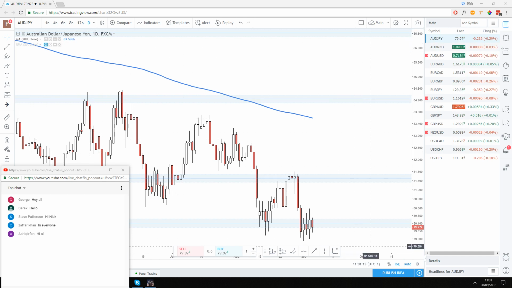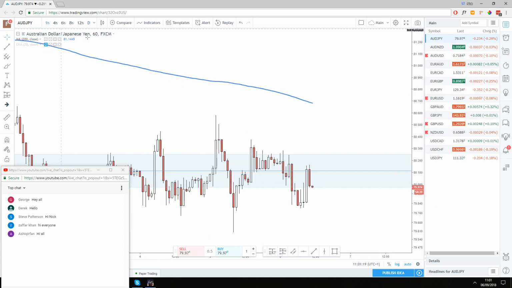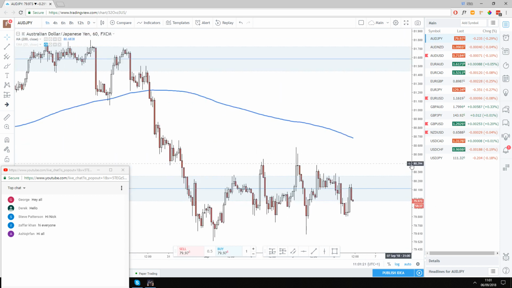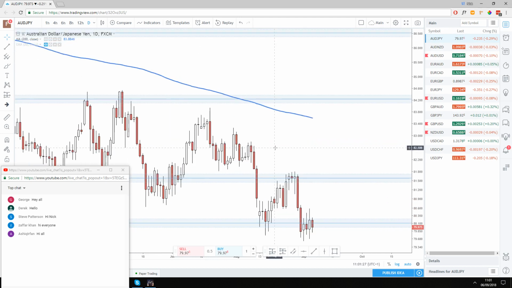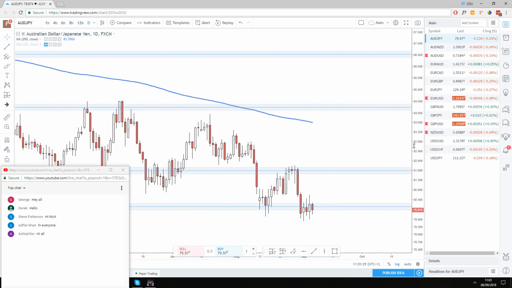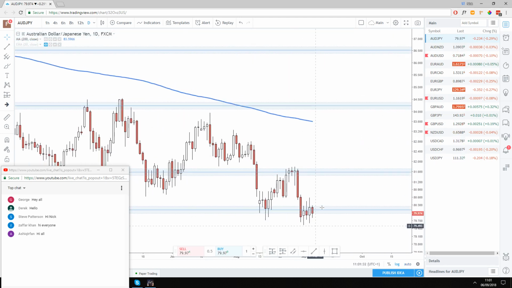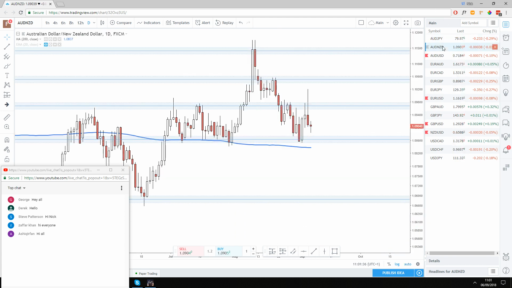Kick things off with AUDJPY. This pair is just moving sideways on this area. You guys know what that means? But this webinar is public, so we won't discuss those setups in detail. But we can discuss this one further on the forum, AUDJPY.